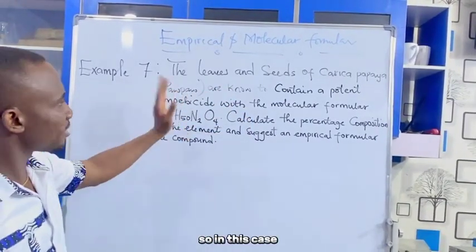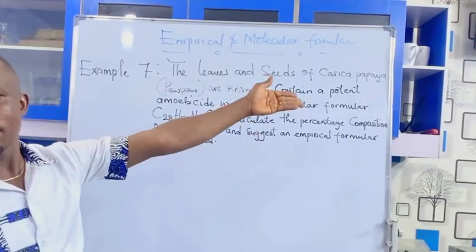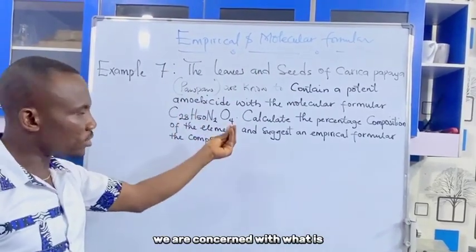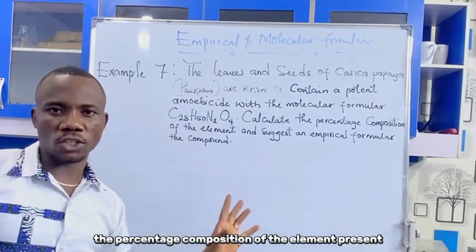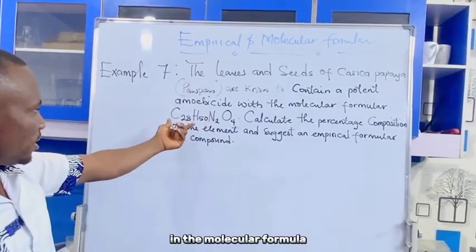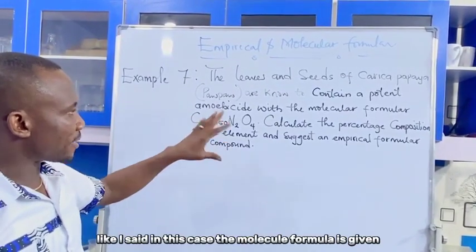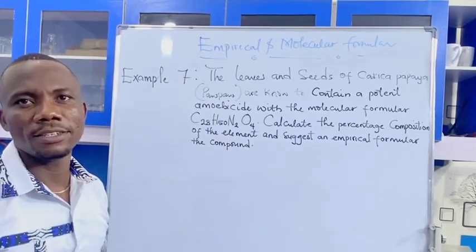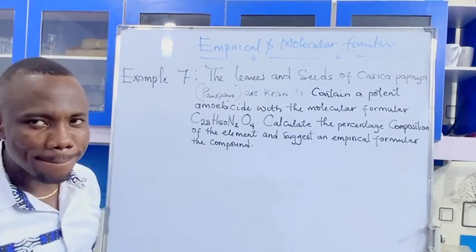So in this case, as a chemist, we are not concerned about the leaves and seed. We are concerned with what is the percentage composition of the elements present in the molecular formula. And of course, like I said, in this case, the molecular formula is given, but we don't know the empirical formula.